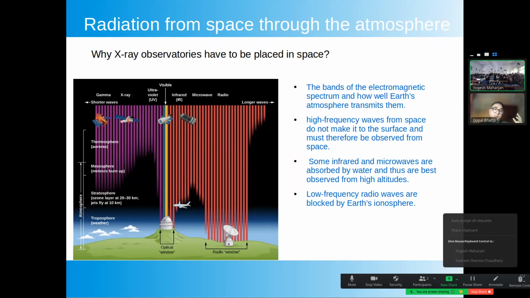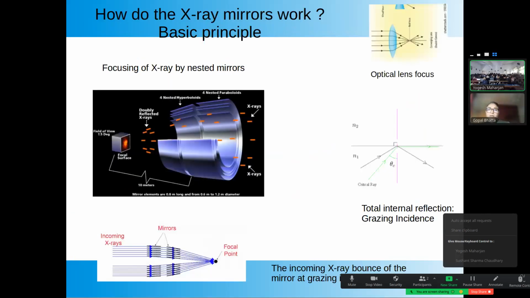These are mostly blocked by the atmosphere, so we will not have a good view of the universe if we have a telescope on the surface of the Earth. So that's why we need space observatories, meaning we have to put the telescopes in space. Why? Because the atmosphere absorbs some of the light, and it is basically opaque to X-rays and gamma rays. So this is one of the reasons why we have to put the X-ray telescopes in orbit.